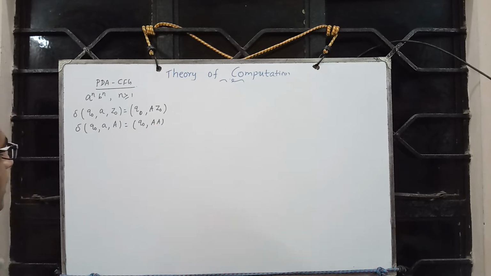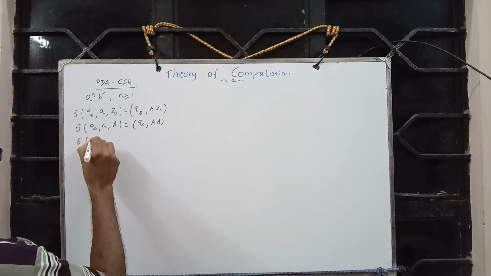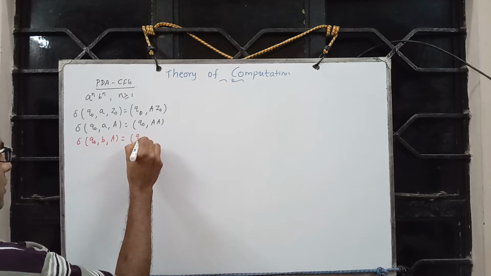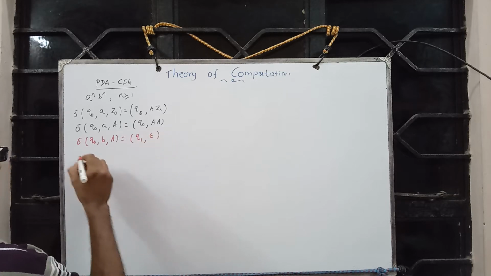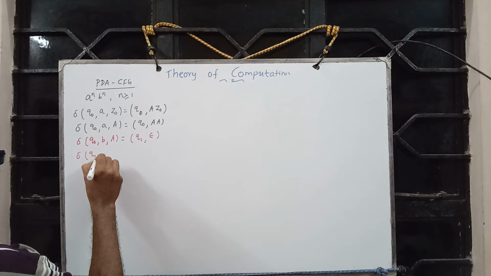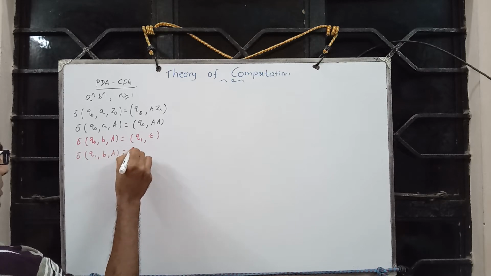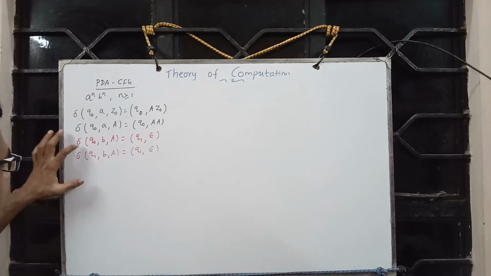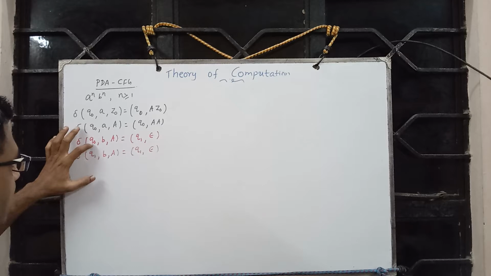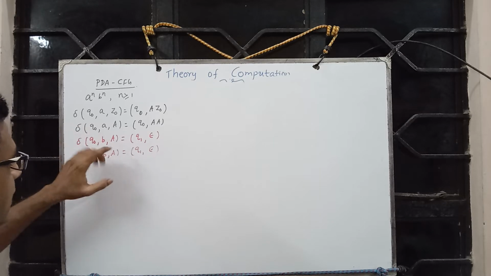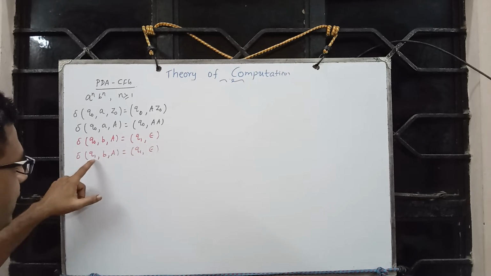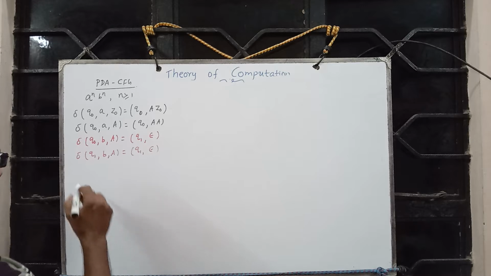So using q0, we push A's. Then delta of q0 comma b comma capital A is q1 comma epsilon. And delta of q1 comma b comma A is q1 comma epsilon. So when at q0 we read the first a, and with the top symbol being capital A, we pop, and with the help of q1 we pop the remaining b's.